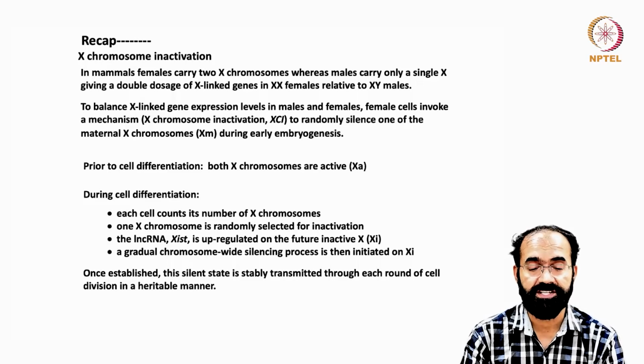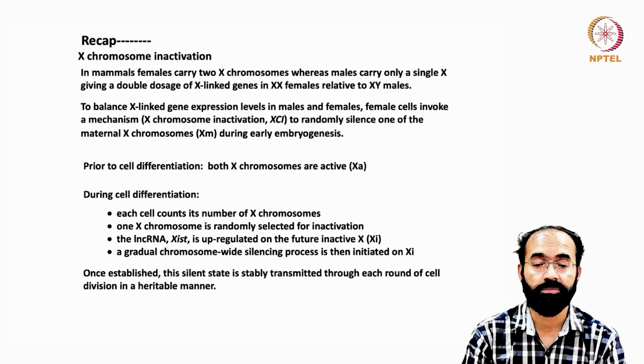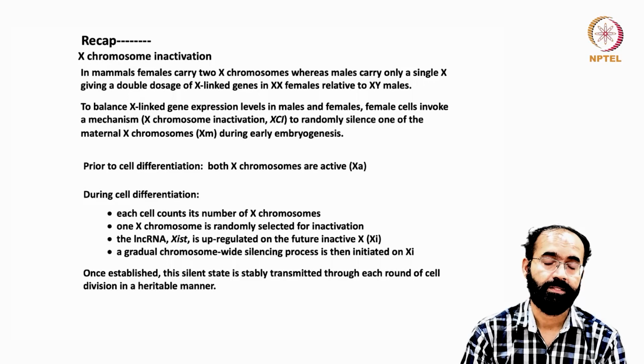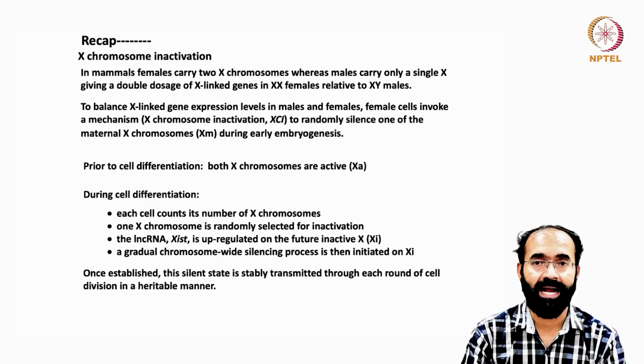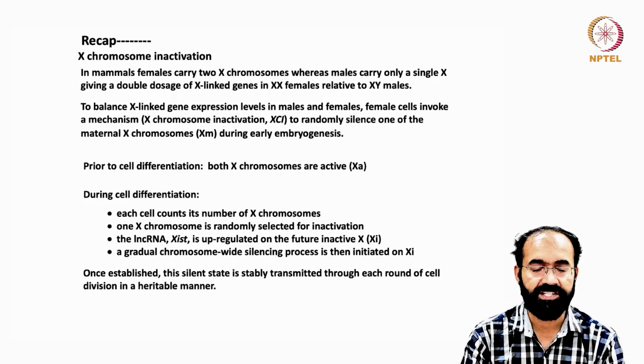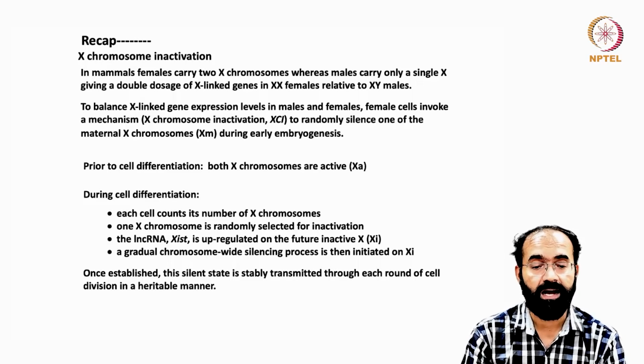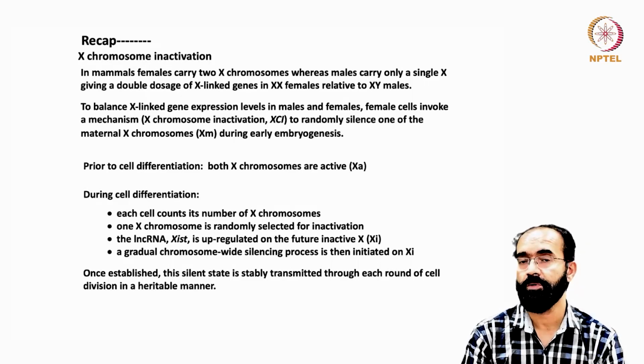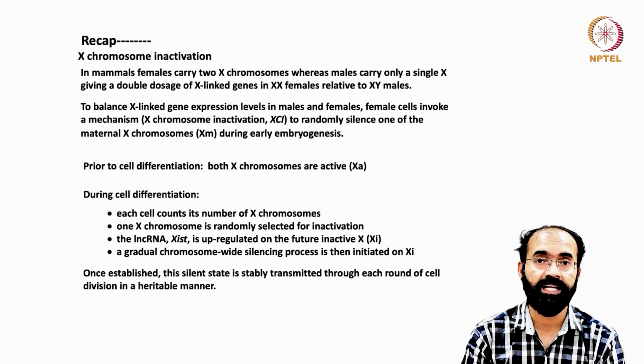Prior to cell differentiation, both X chromosomes are made active. Now it is a question of randomness. During cell differentiation, each cell counts its number of X chromosomes. How many X chromosomes are there in a cell? If there are 3, 2 of them have to be made inactive. Only 1 is allowed to be active. One X chromosome is randomly selected for inactivation.